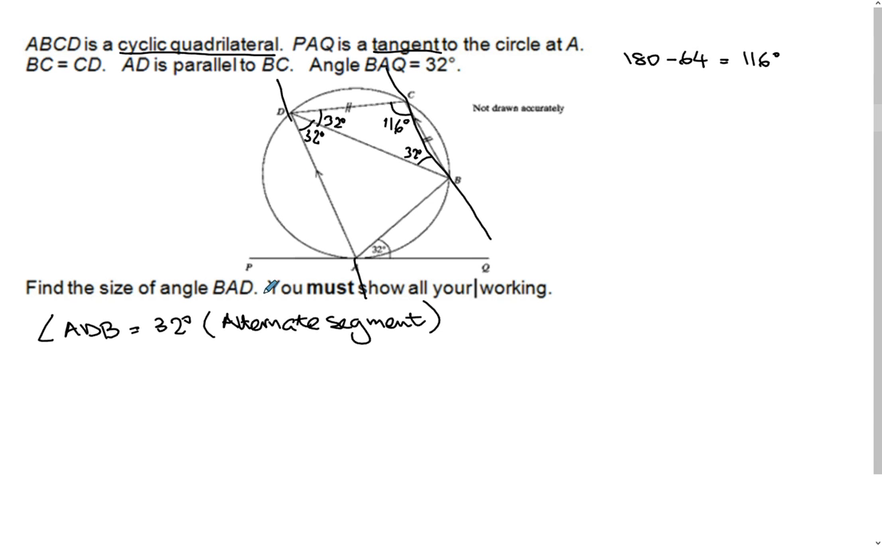Find the size of angle BAD. So BAD, okay, that one there. The minute you mark it and look at it, you can see a cyclic quadrilateral, so they'll add up to 180. So that will be the 64. Quick calculation there.